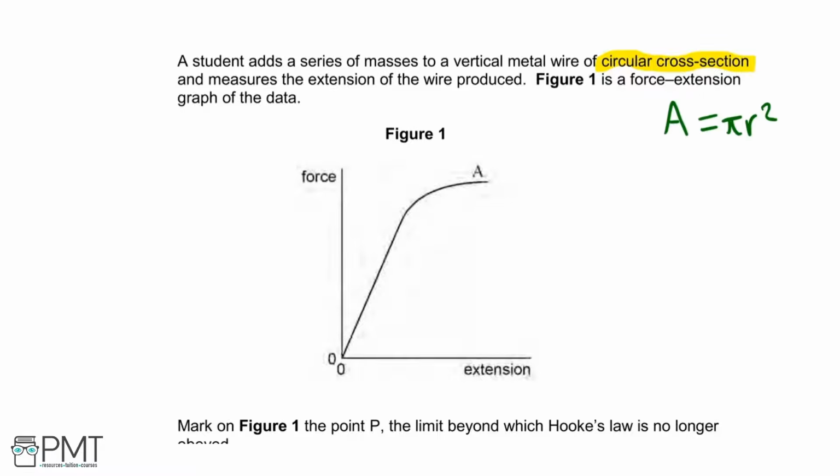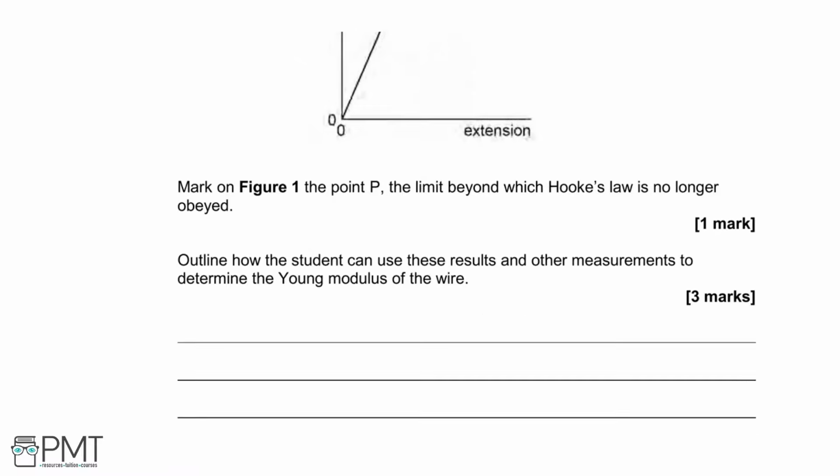So we'll come to that later. And measures the extension of the wire produced. Figure 1 is a force extension graph of the data, and then it gives you that graph there. Now, the first part it says is to mark on figure 1 the point P, the limit beyond which Hooke's law is no longer obeyed.